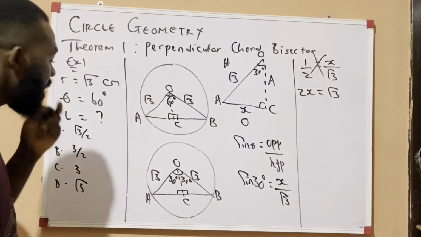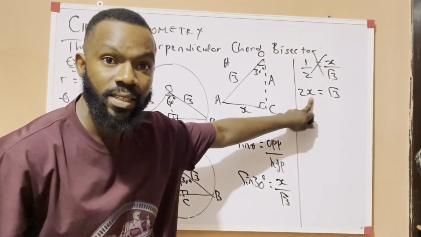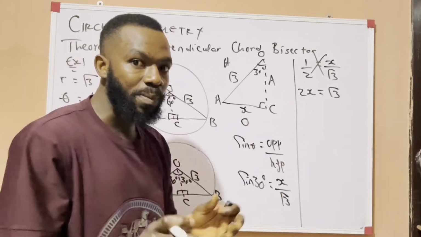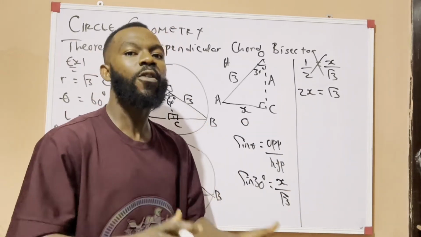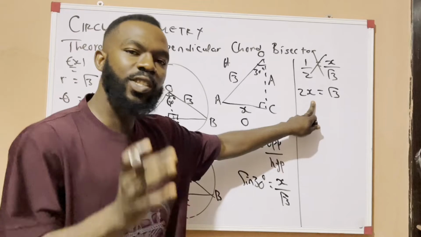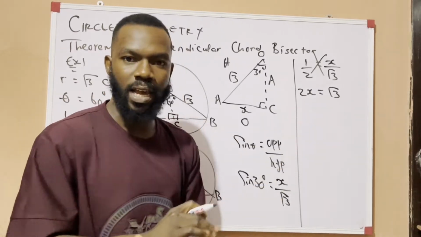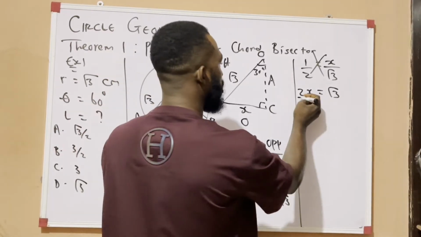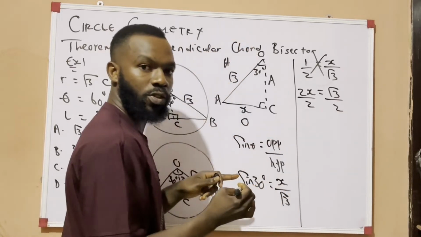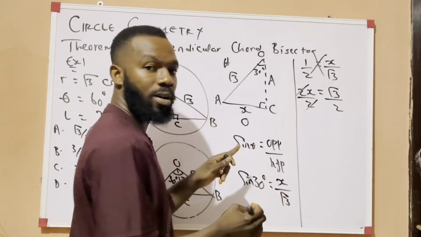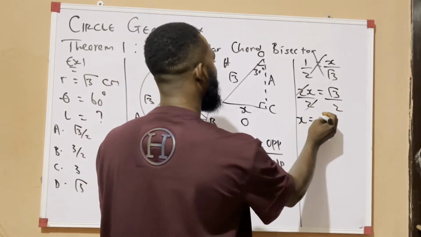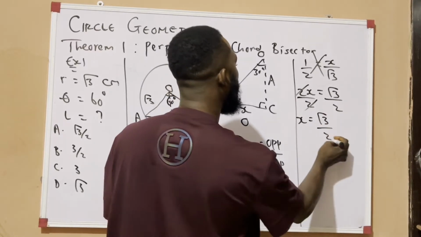Of course, we are looking for the value of X. And for us to get the value of X, it means X has to be the subject of the formula. And for X to be the subject of the formula, we have to divide both sides by 2. So here becomes over 2, and here becomes over 2. So of course, when 2 cancels out 2, X is equal to root 3 over 2.